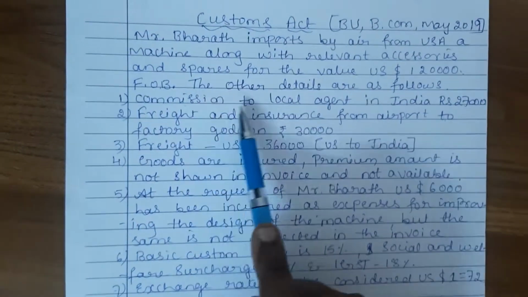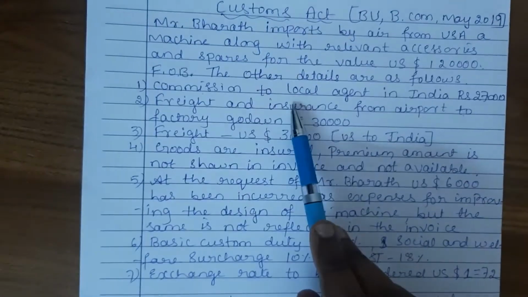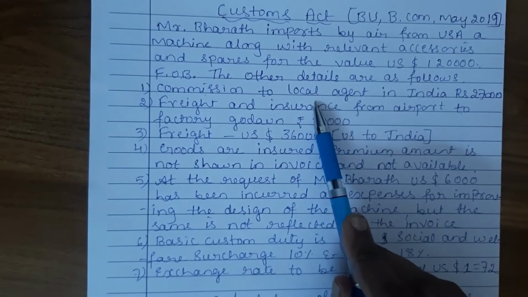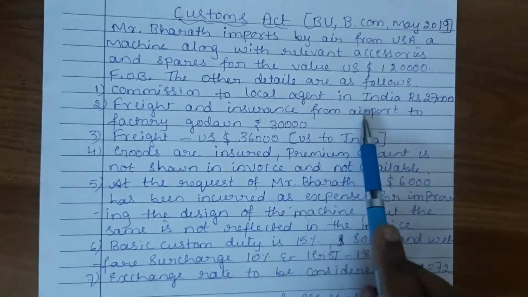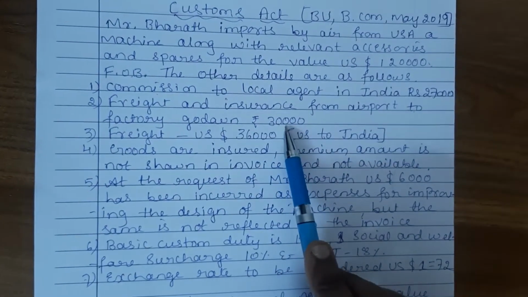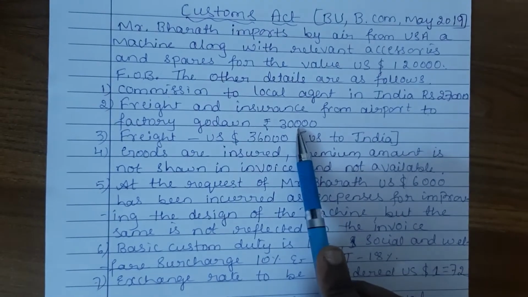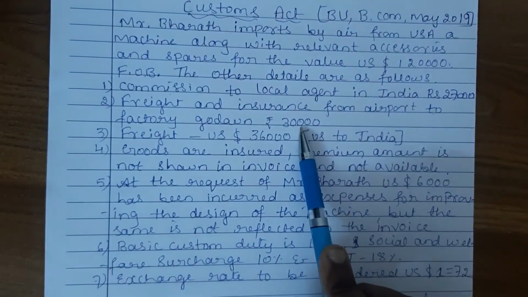First is given commission to local agent in India rupees 27,000. So commission to local agent means it's a selling commission. So selling commission should be added to FOB value. Next, freight and insurance from airport to factory godown. In rupees it is given 30,000. Whatever the freight and insurance after importation should not be added, should not be considered for customs value.